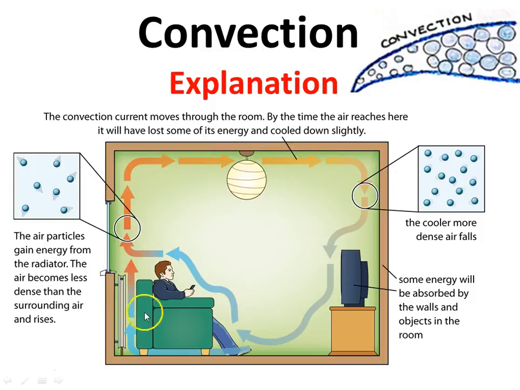So you have a radiator here. The radiator will heat these cooler particles, which will be more dense. They would then occupy greater space, become less dense, and therefore rise up. As it's rising up, it's going to lose some of its energy to the surroundings and become denser or cooler, which means that the particles will then fall down, they get heated again, and then you get this continuous convection current happening.